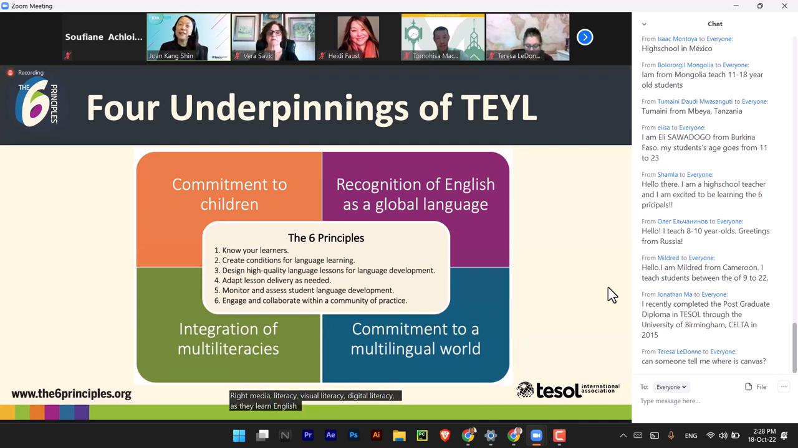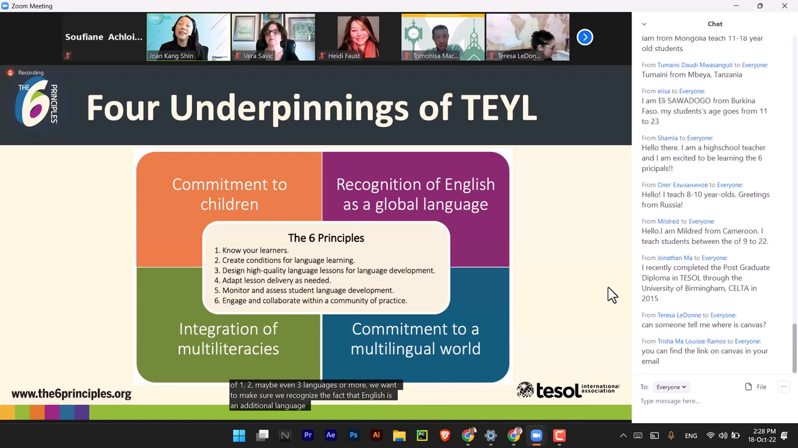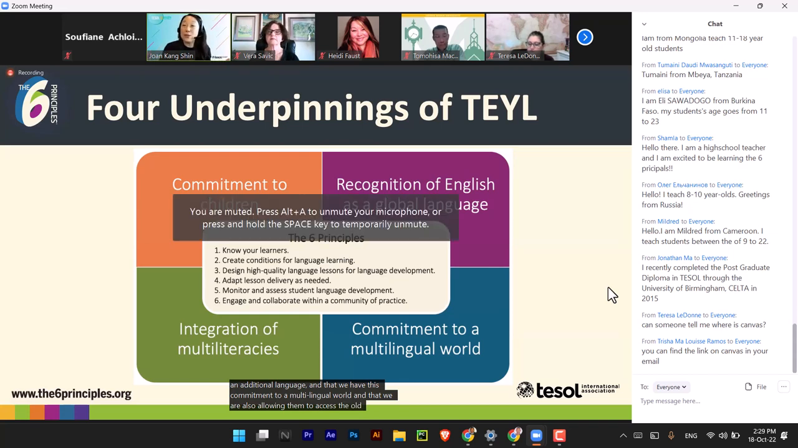And finally, because our learners are speakers of one, two, maybe even three languages or more, we want to make sure we recognize the fact that English is an additional language, and that we have this commitment to a multilingual world, and that we are also allowing them to access all of their linguistic resources in our classes.